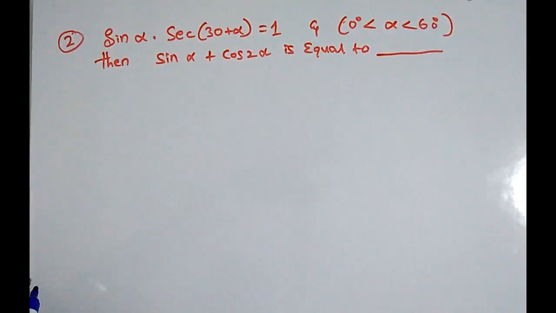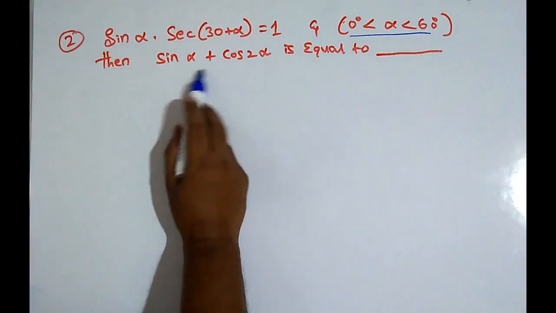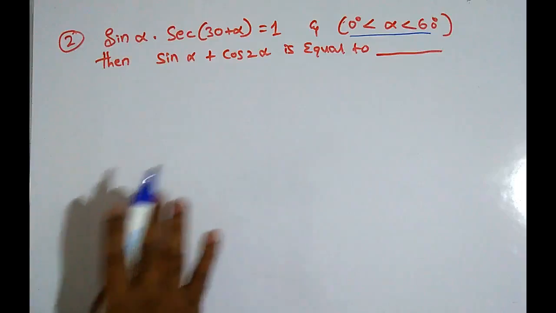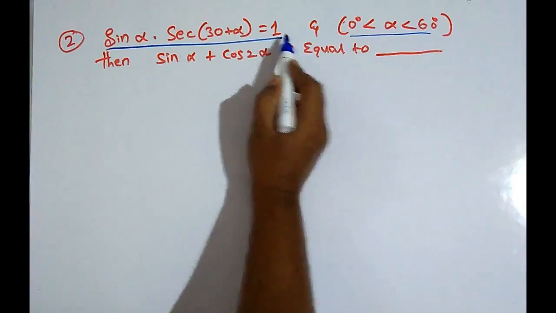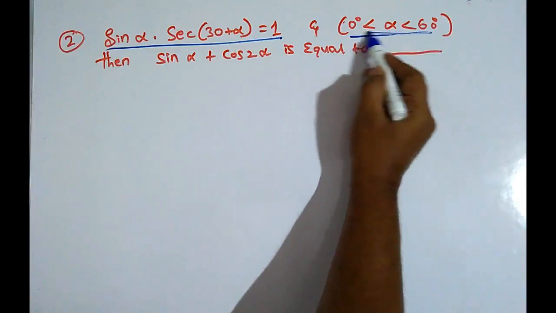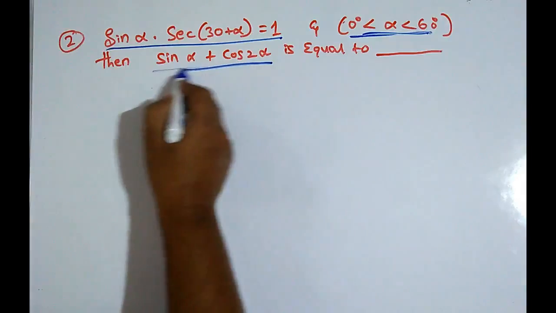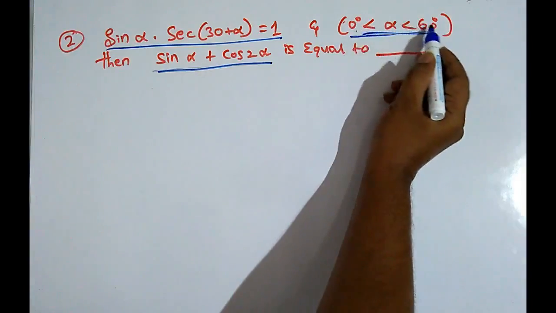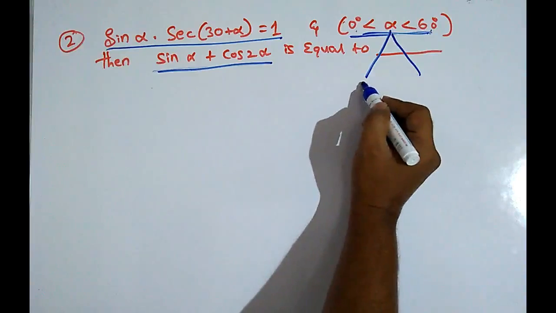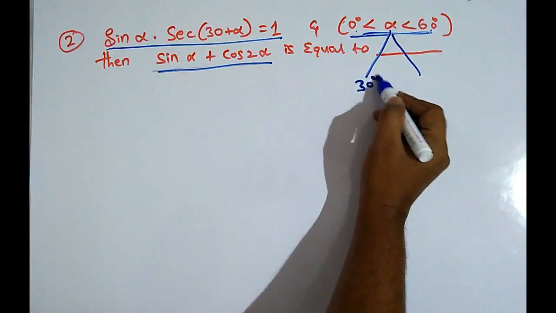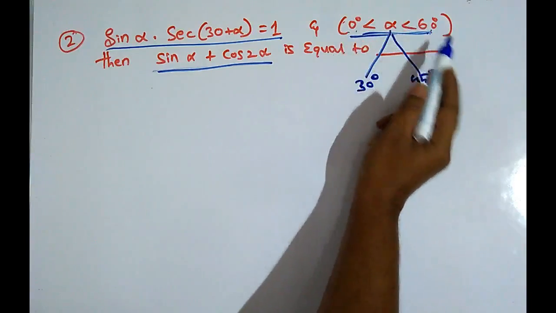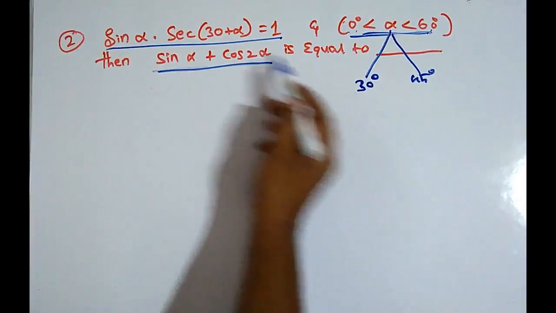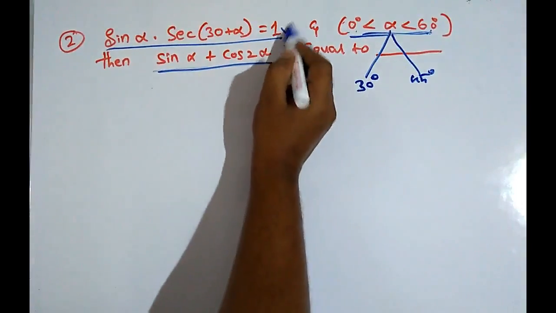Here is a question. Sine alpha into secant 30 plus alpha is equal to 1, and the range of alpha is given here, friends. Then sine alpha plus cos 2 alpha is? See here, friends, there is a given statement, then they have given the range of alpha, then they have asked us to find something, friends. Here just see the range of alpha, that is 0 degrees to 60 degrees. Hardly we have only two values, that is 30 degrees and 45 degrees, between 0 degrees and 60 degrees, friends. So why don't we substitute here and check the possibility of getting 1.